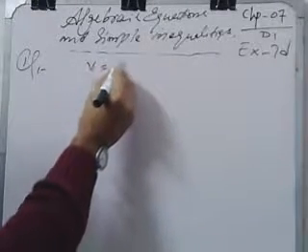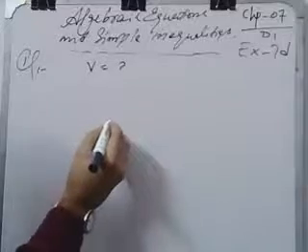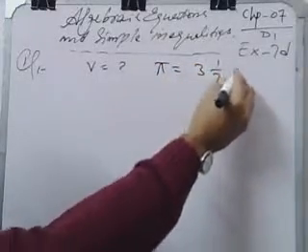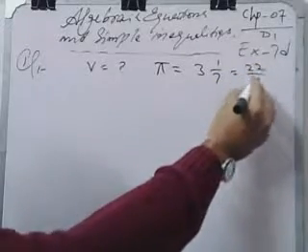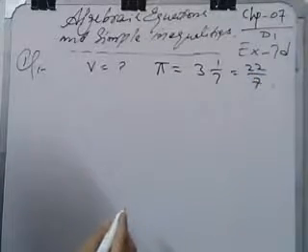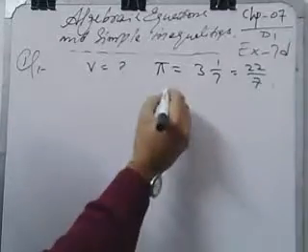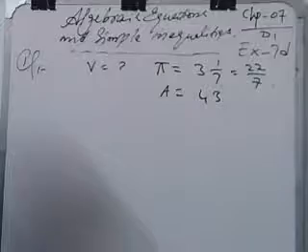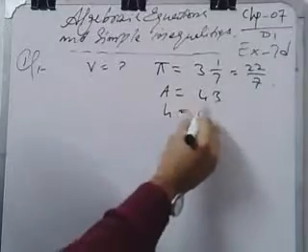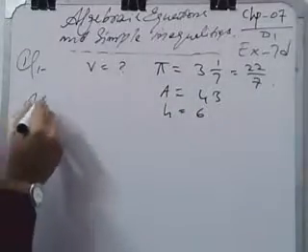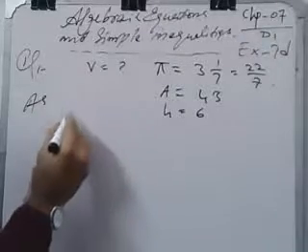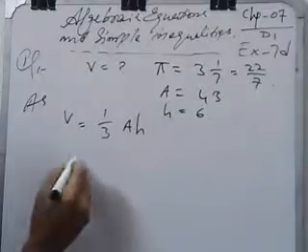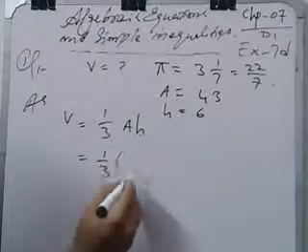So we have to find the volume V, and you have been given that the value of pi is 3 whole 1 by 7, which is equal to 22 by 7. And the second thing is the value of A is 43 and the value of H is 6. As the formula is given to you, V is equal to 1 by 3 AH. So you only have to put the values and simplify it.